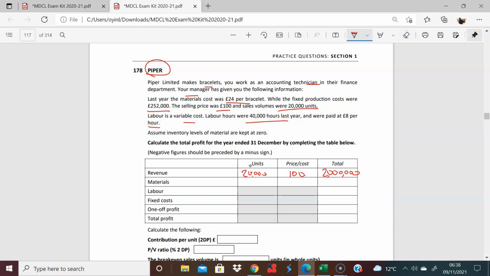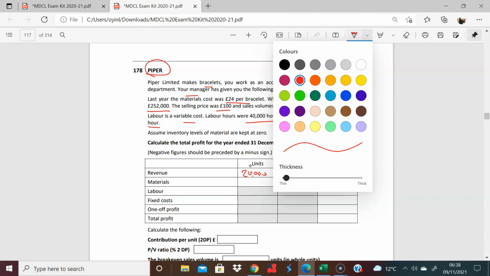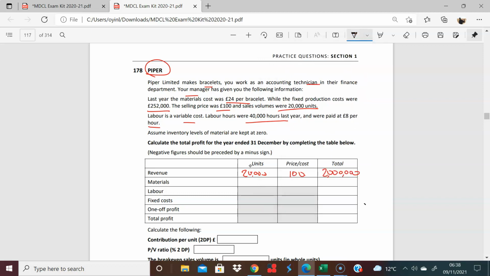Right, just change my pen color because we're dealing with materials. Just because it's different, sort of the costs. Materials, same thing, 20,000, and it's costing you £24 a bracelet. So 24 and 2 is 48, you have 480,000. Labor, we're told you're paying £8 a labor hour. So that's 8 times the 4, and that's 32.